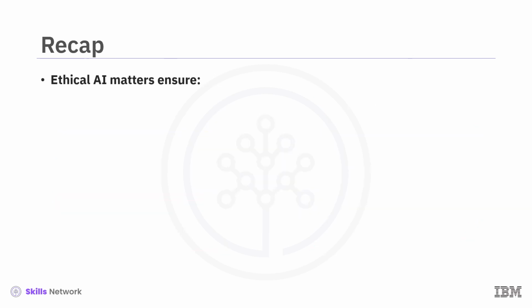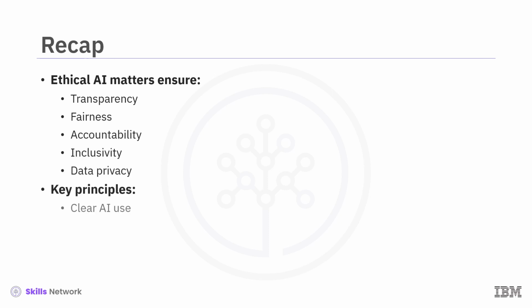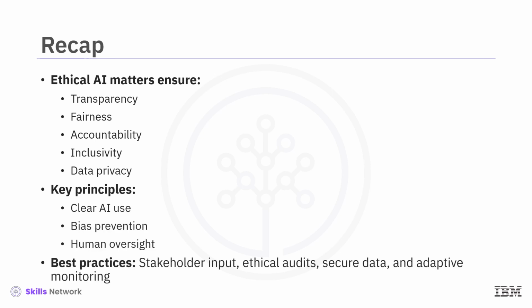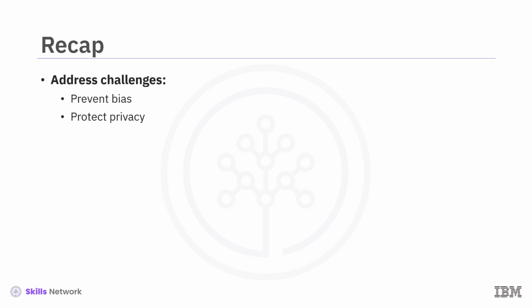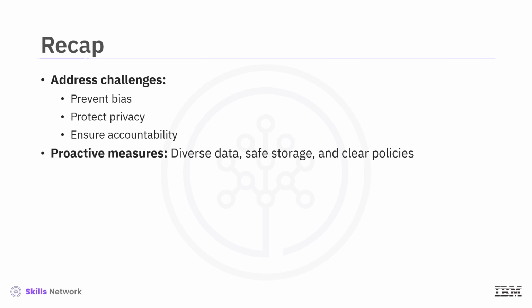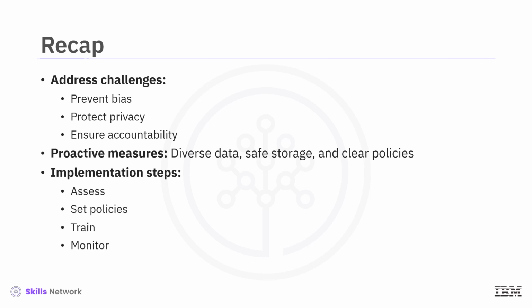In this video, you learned that a robust ethical framework ensures responsible AI use in education by promoting transparency, fairness, accountability, inclusivity, and data privacy. Key principles include clear communication of AI processes, bias prevention, and human oversight in decision-making. Best practices involve stakeholder involvement, ethical audits, secure data handling, and adaptive monitoring. Ethical challenges such as bias, data privacy, and AI accountability require proactive measures such as diverse training data, safe storage, and transparent policies. Implementation involves assessment, policy development, training, and continuous monitoring to build trust and foster an equitable AI-enhanced learning environment.